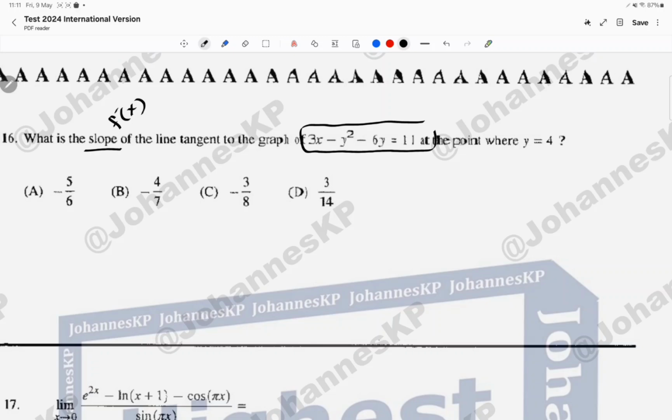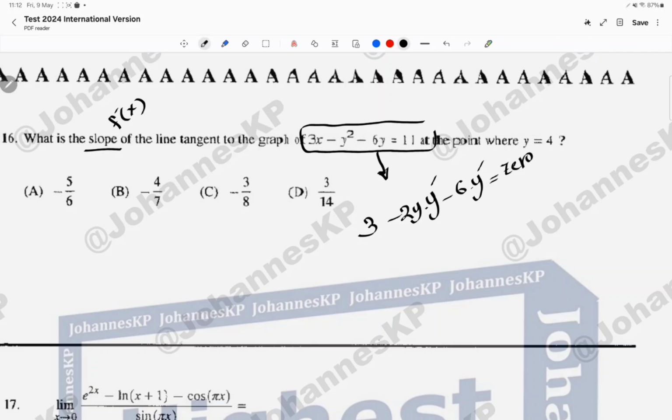Then it doesn't matter, but what about the 11? Do you leave it like that? It becomes 0. So 3x becomes 3. Y squared becomes what? 2y times y prime. That's why it's called implicit differentiation. Minus 6y becomes what? Minus 6 times y prime. The whole thing is equal to 0.